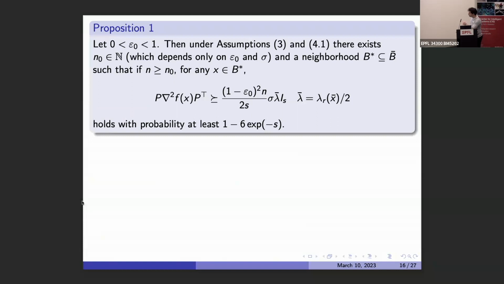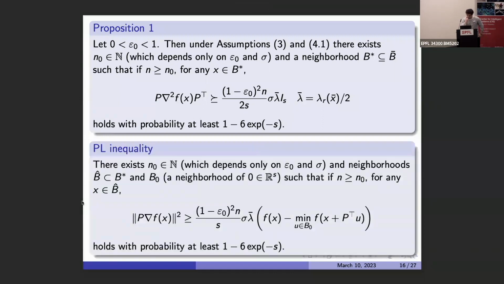I don't want to explain the proof, but the idea is to use the concentration of the singular values of the matrix P, because we know that P times P transpose is close to the identity. Because of that, we know that the weight of the positive eigenvalues will be greater than the weight of the negative eigenvalues on the sketched Hessian, because on some neighborhood of x bar, the positive eigenvalues will dominate the negative ones. So this is a very sketchy idea of why this is true.